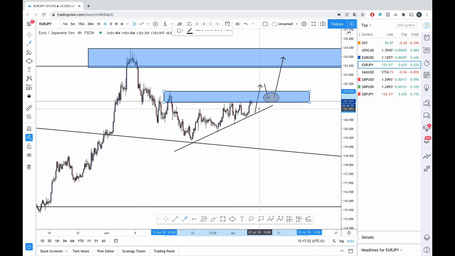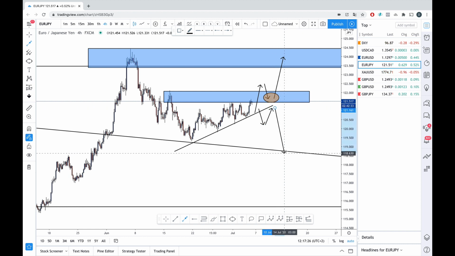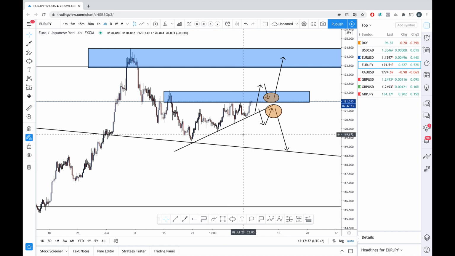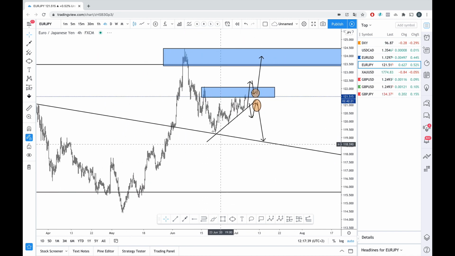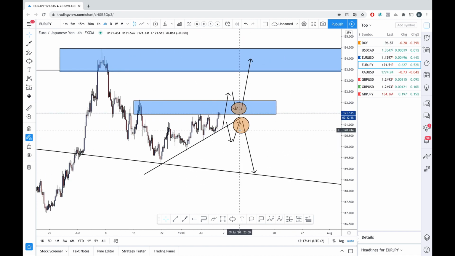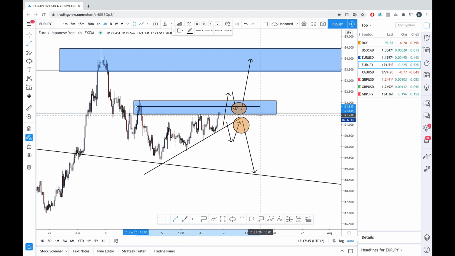But this is why I'm looking also for a potential short setup on EURJPY, because we could also push down, and then I will wait for a break of this trend line, waiting for a nice retest, and then I will take short on EURJPY. So these are the two possible scenarios on EURJPY. Also here, don't forget this nice resistance.